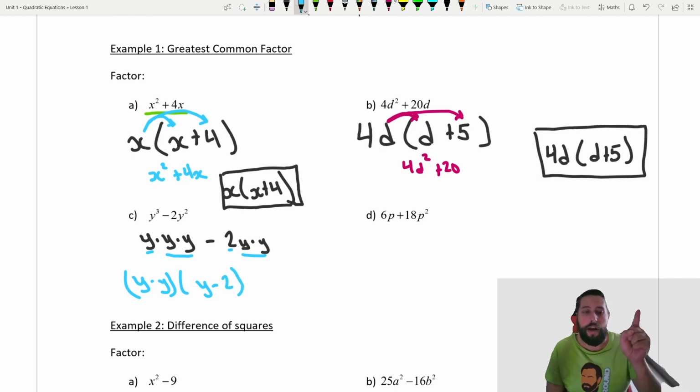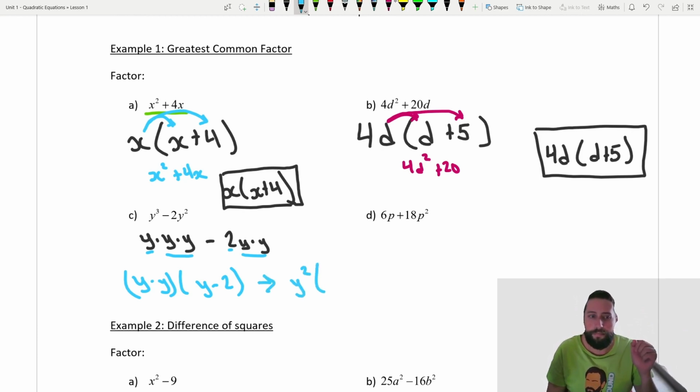But we know that y times y is the same as y squared. So you can go y squared, then y minus 2.